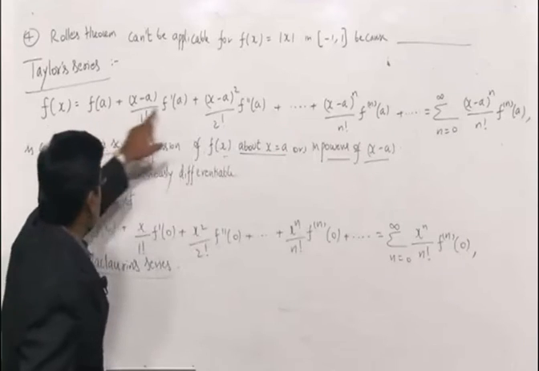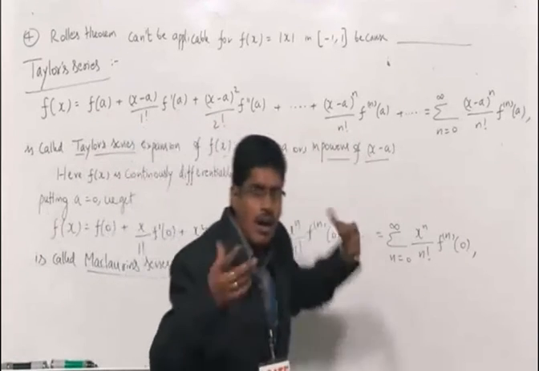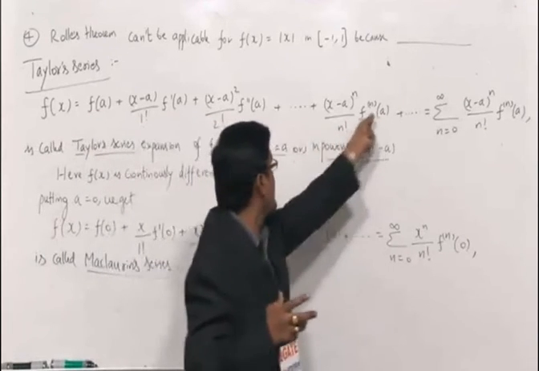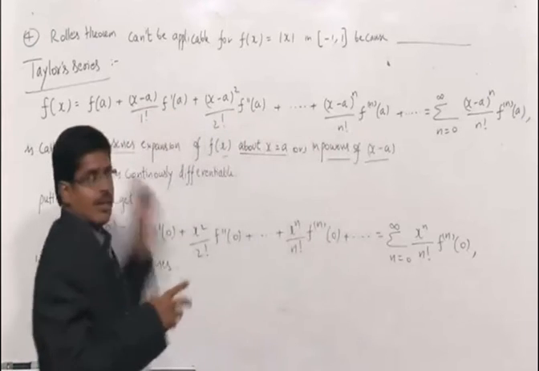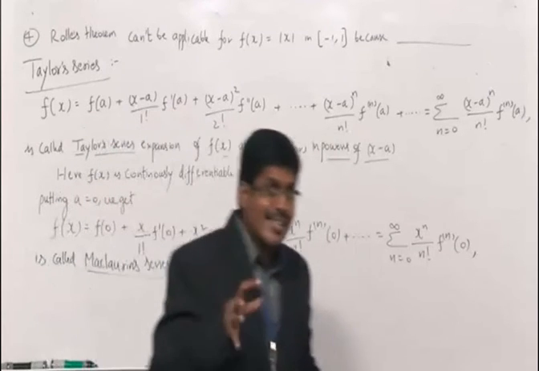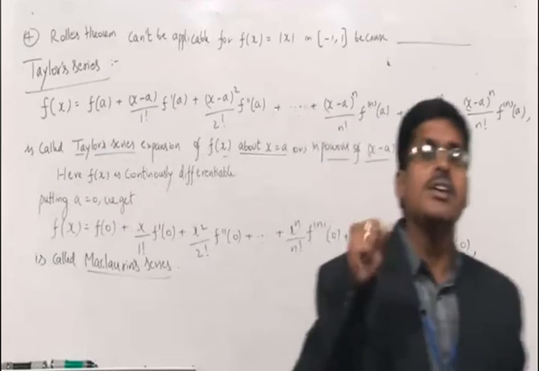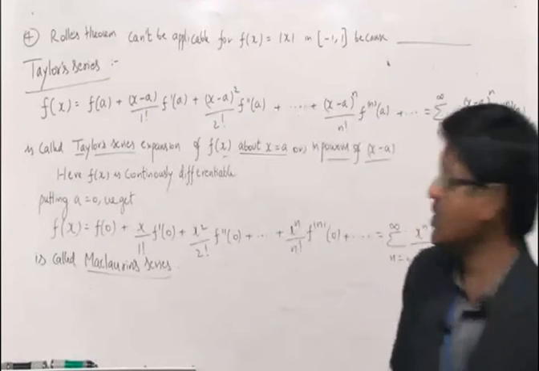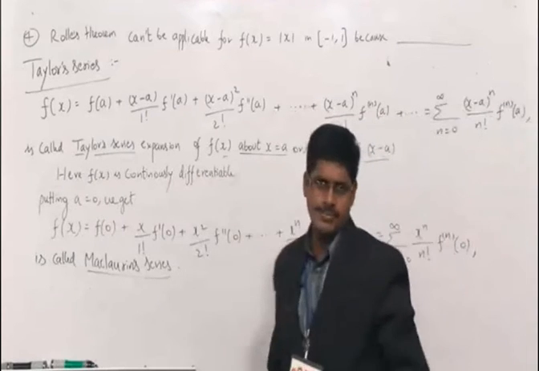Each term, that is the function, first derivative, second derivative, are all specified at which number? A. Each function and its derivatives are calculated or specified at which number? A particular a only. That's why this is called about x is equal to a.